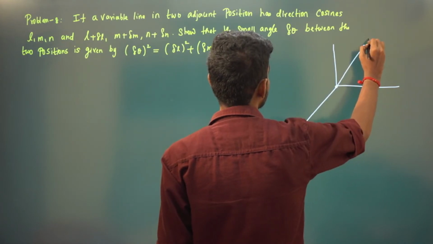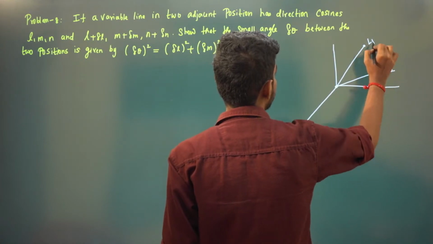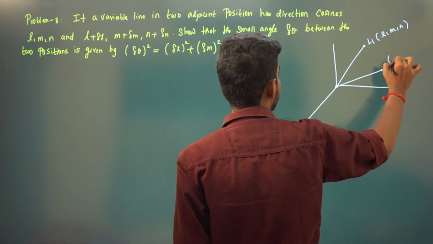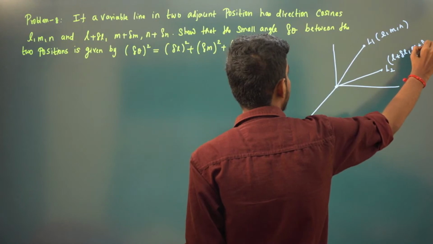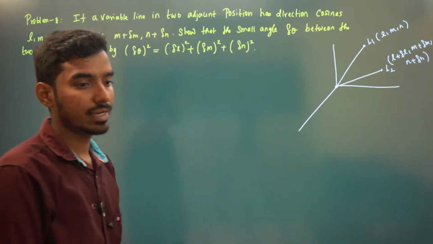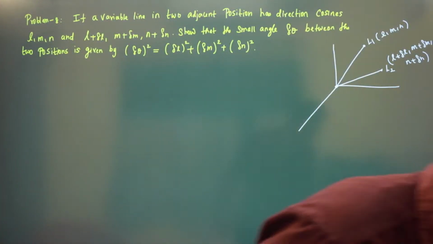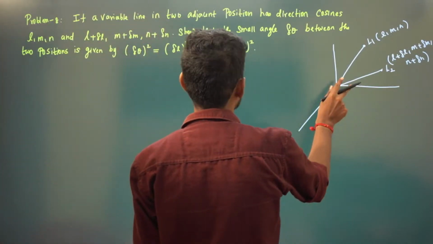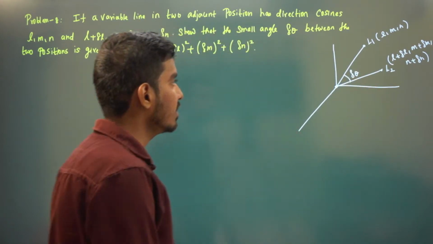Right? We have two lines, this L1, this L2. This has direction cosines L comma M comma N. This has direction cosines L plus del L, M plus del M, N plus del N. The first line has direction cosines L comma M comma N, and the second line has direction cosines L plus del L, M plus del M, and del theta is the smallest angle between the two lines.